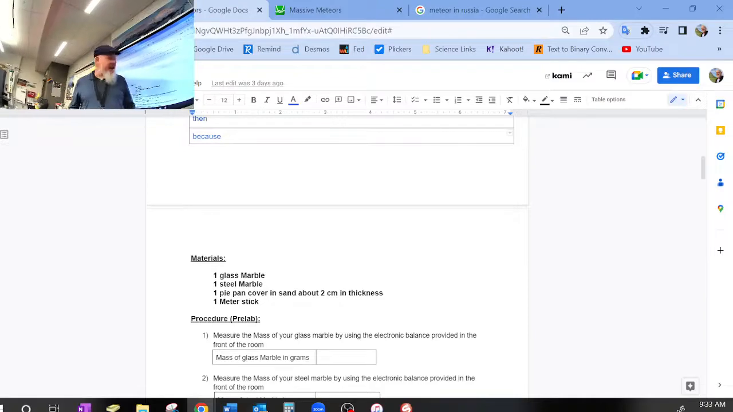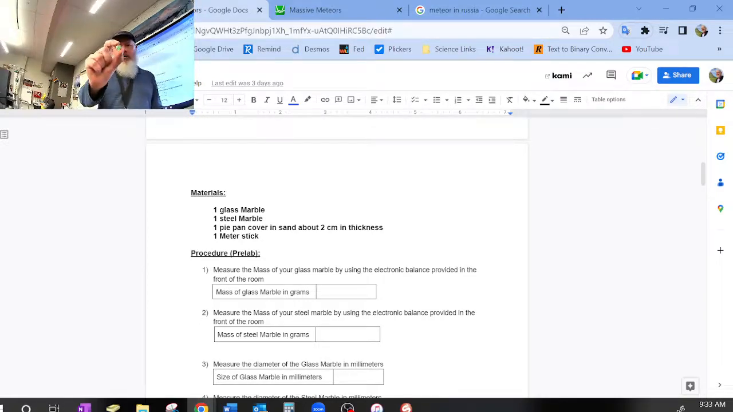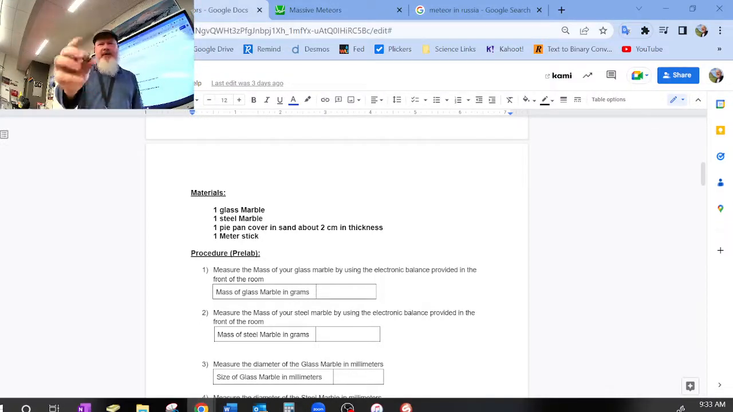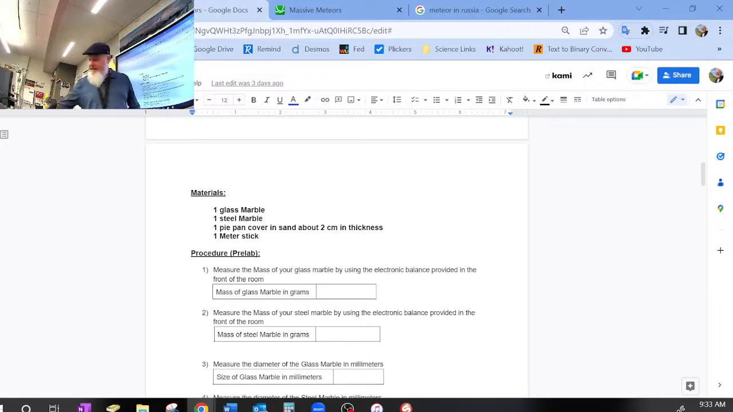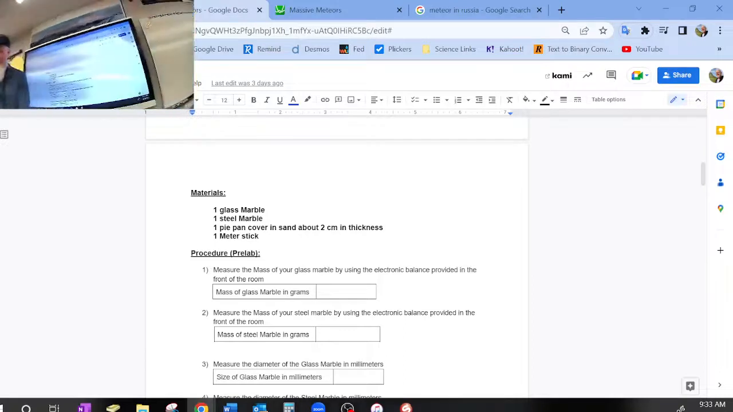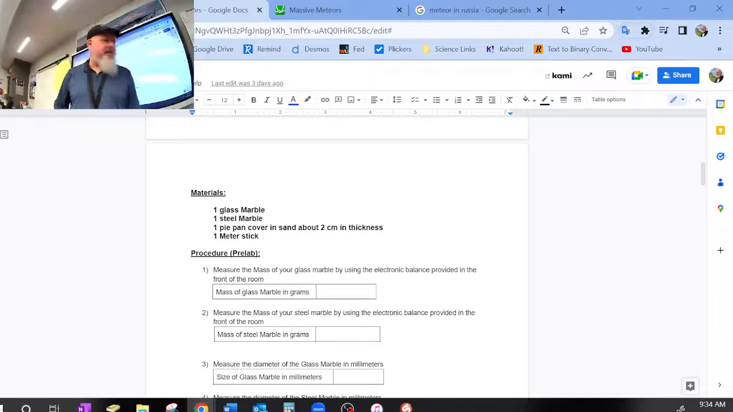Every lab station is going to have these things. It says one glass marble, one steel marble. For my demo here, I am using a regular old glass marble, but my steel marble, unfortunately, is a little bit larger. You guys should have about the same size glass and steel marbles. You should have a pie pan. Actually, I decided to use these plastic buckets. It creates a lot less mess, a lot less sand all over the place than the pie pans. One of these rulers and a meter stick. That should be at every lab station.